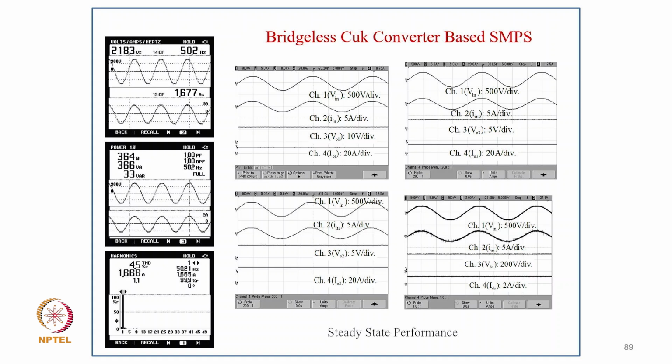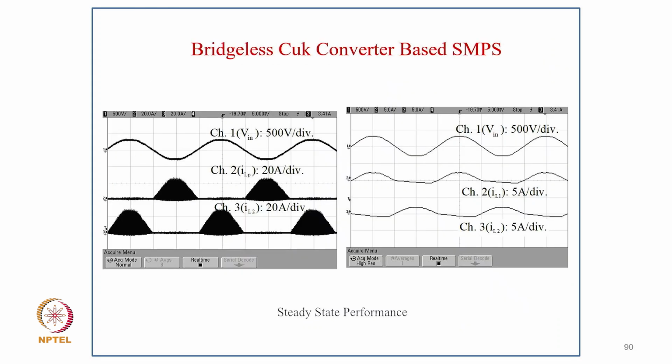So these are the experimental results for the bridgeless Cuk converter based switch mode power supply. You can see here, at full load and rated load, we got THD of only 4.5% with power factor almost unity. And this is the case typically under steady state, showing how the design is proving that the inductors are designed for DCM for positive and negative half cycle.